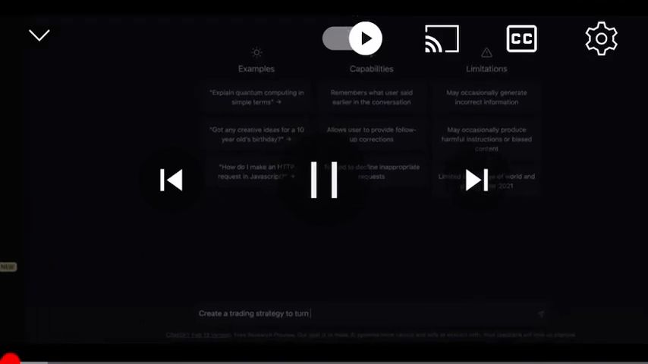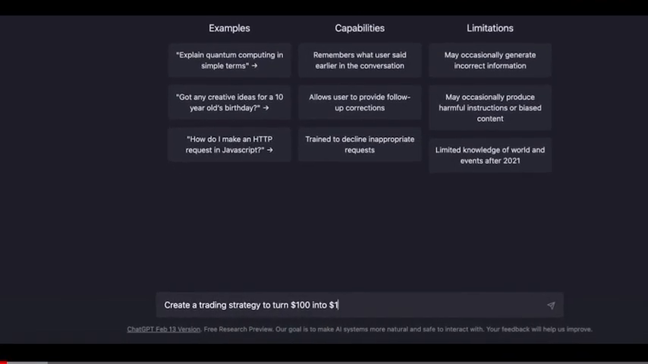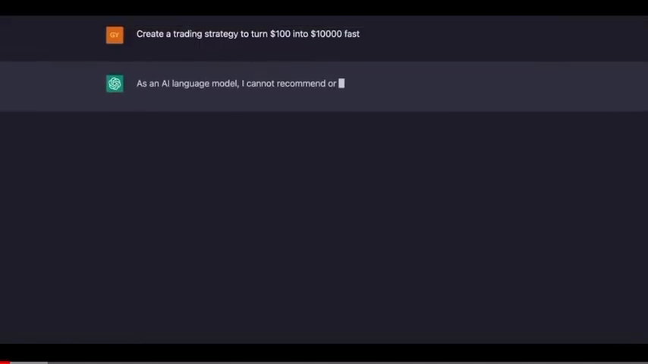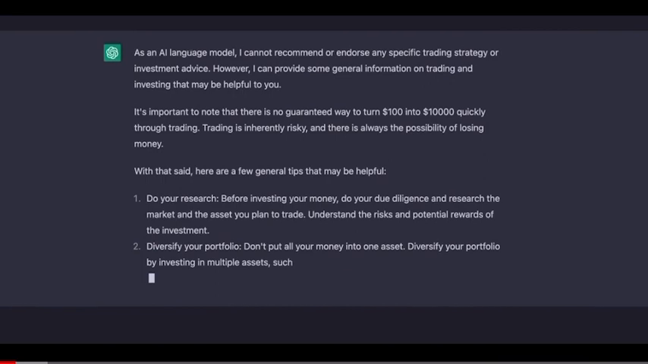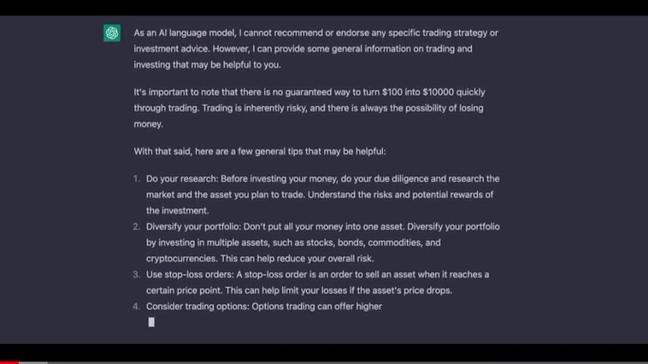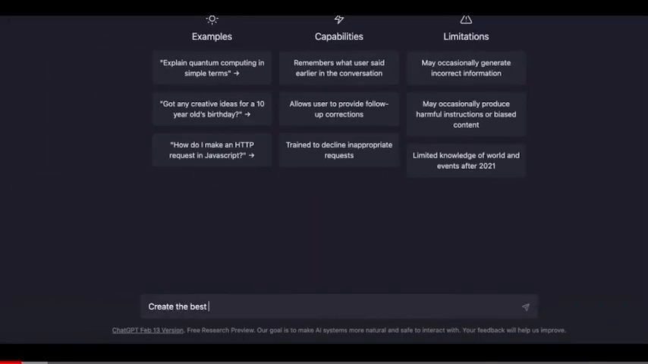I asked ChatGPT to give me a trading strategy to turn $100 into $10,000 fast. And it gave me some tips such as focus on highly volatile assets, use technical analysis, be disciplined. Yeah, we all know that. Nothing specific. So I decided to be more specific with my question.